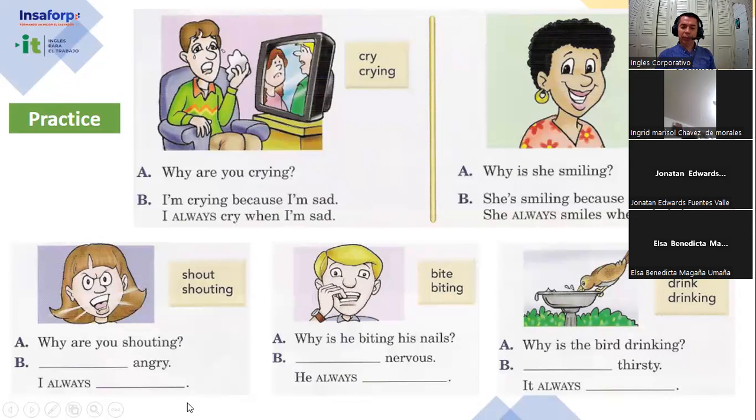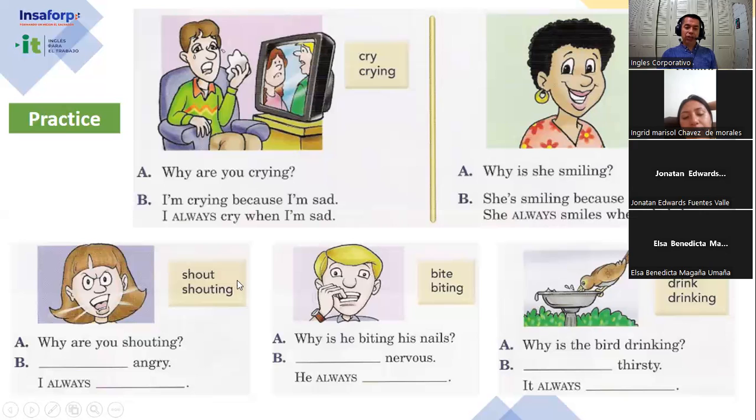Okay, repeat after me, please. Why are you crying? I'm crying because I'm sad. I always cry when I'm sad. Why is she smiling? She's smiling because she's happy. She always smiles when she's happy.